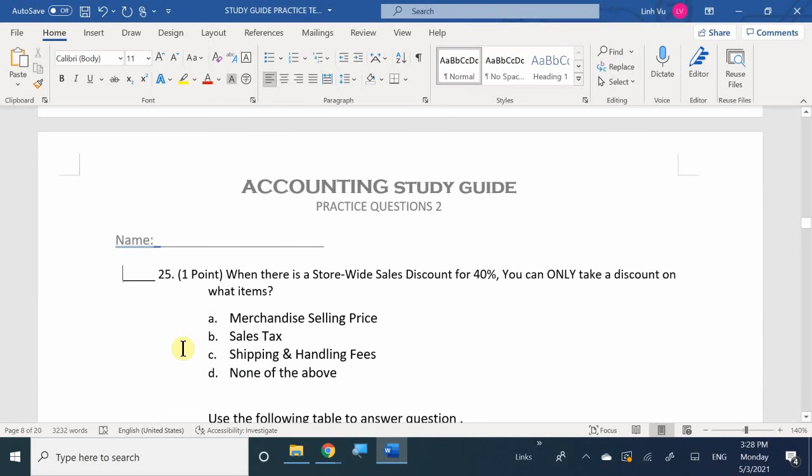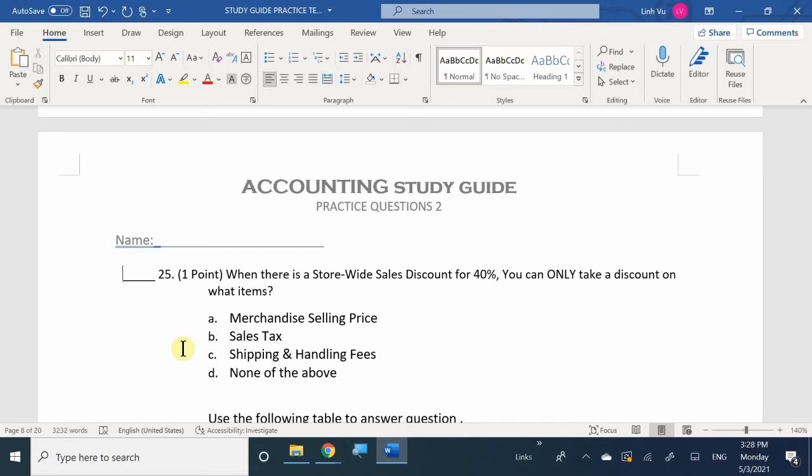when there is a store-wide sales discount for 40% off, you can only take a discount on which of the following items? A. Only the merchandising selling price. You can absolutely never take away tax. Tax is an obligation for running a business, you need to pay the government. And of course shipping and handling, you can never take a discount off of that.